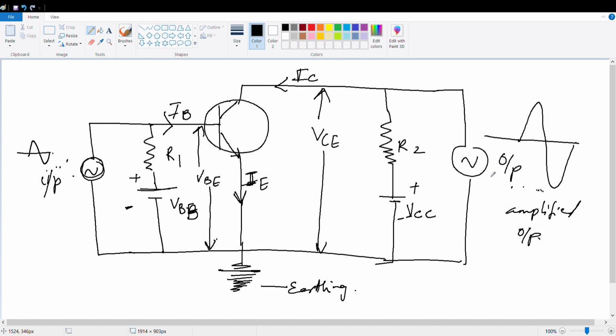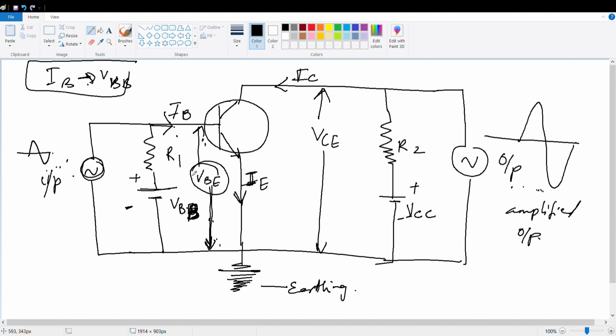So what is happening? You have to understand what is happening. When I was not using this AC signal and I had VBB, the current IB was dependent on what? This VBB. The VBE is the voltage between the base and emitter. The input current IB was dependent only on the voltage VBB, yes or no?